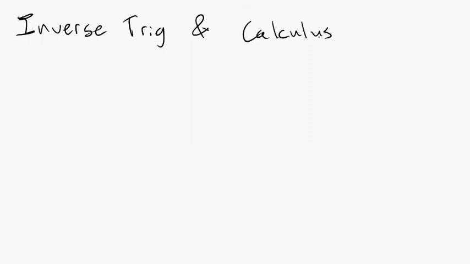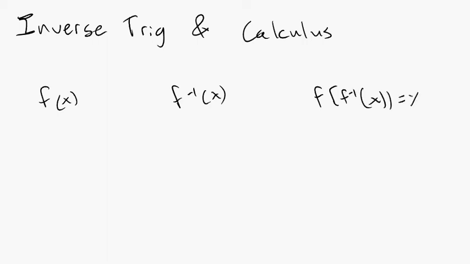And before we find the derivatives of the inverse trig functions, let's just think about what the derivative of an inverse function means in general. So you'll have f of x, and then you'll have f inverse of x. And those two are defined so that f of f inverse of x equals x. So let's say f of x is just some function. Maybe it looks like that. And then f inverse of x is just like f of x reflected over the line y equals x.